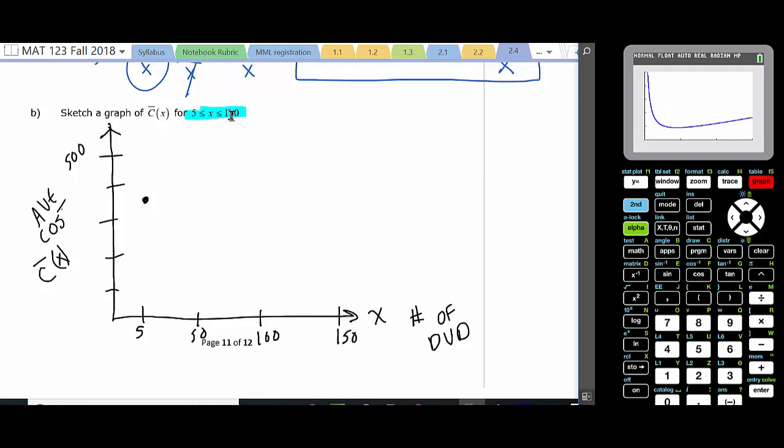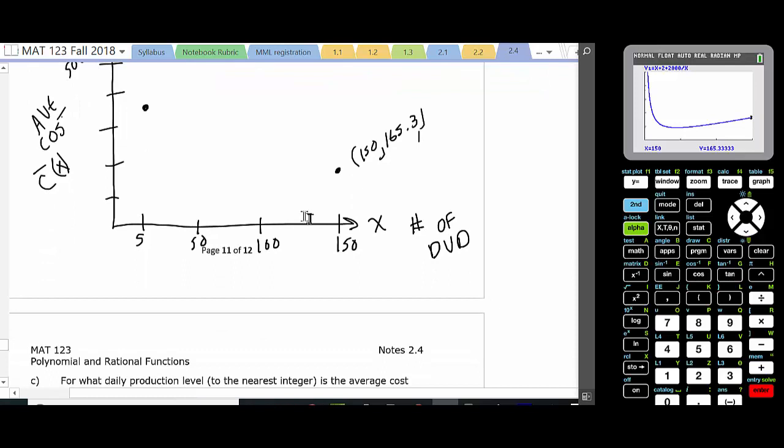The graph ends at X equals 150, so if you type trace 150, then we'll have another point. This looks like 150 and about 165. So I'm just going to have you label that as 150, 165.3. Okay, like that. Now what we're going to do is find the minimum.